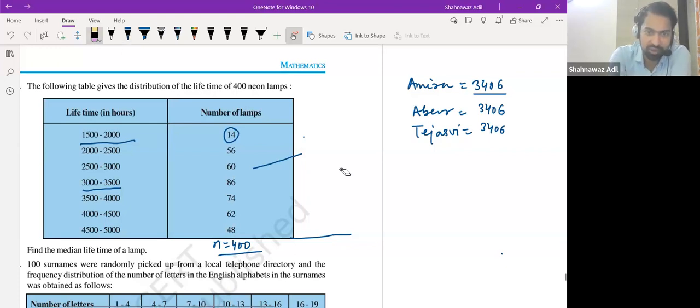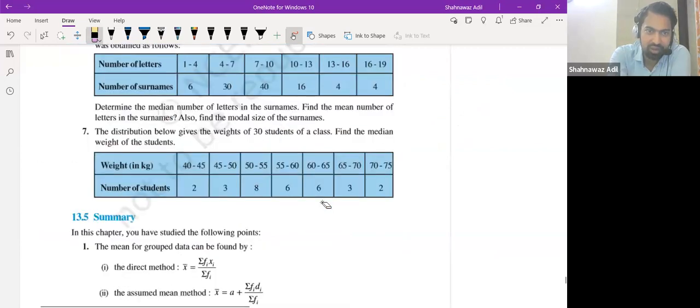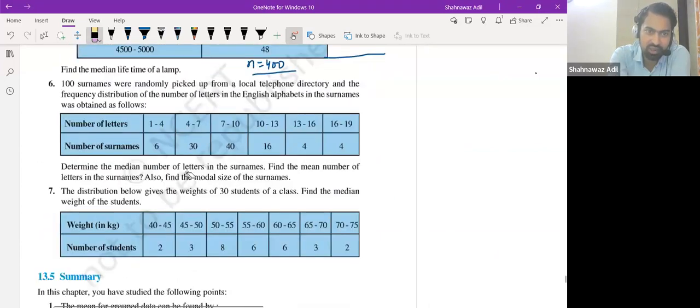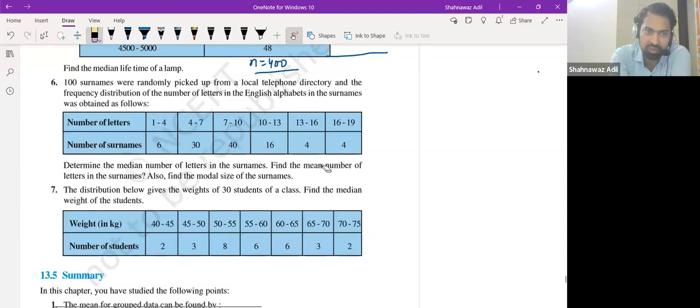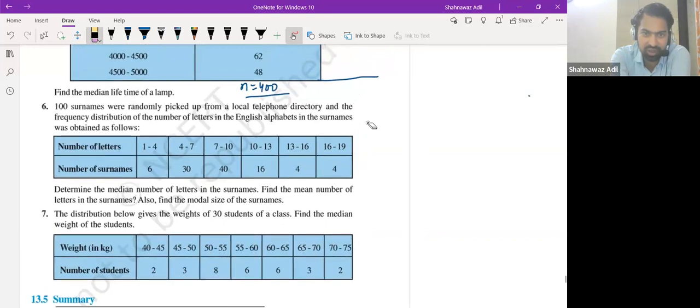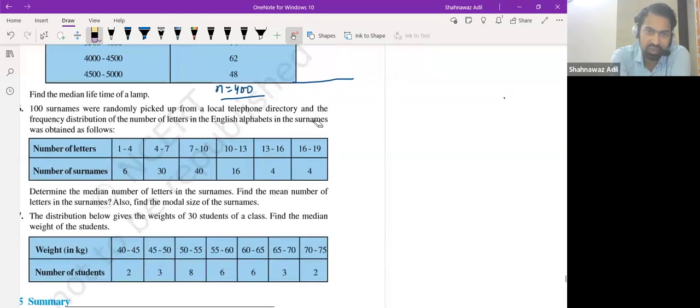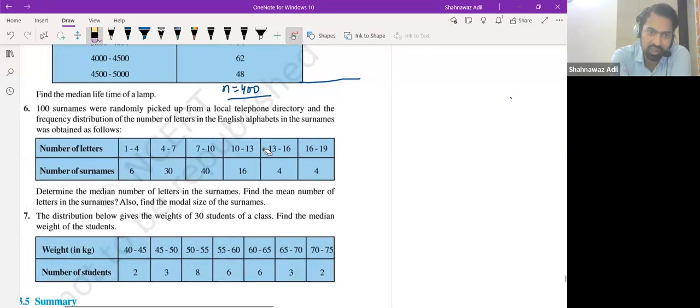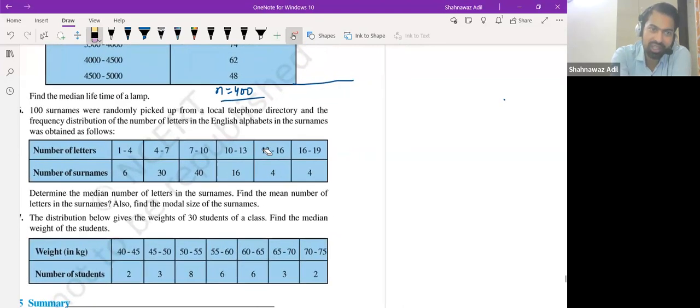Good, everyone. So okay, we have two more questions, right? Determine the median letter, find the mean number of letters in the surname, and also find the modal size of the surname. Good, okay. So there are three things that you have to find. So in one question, you can find all the other things, right? So okay, please, all of you, do this problem.